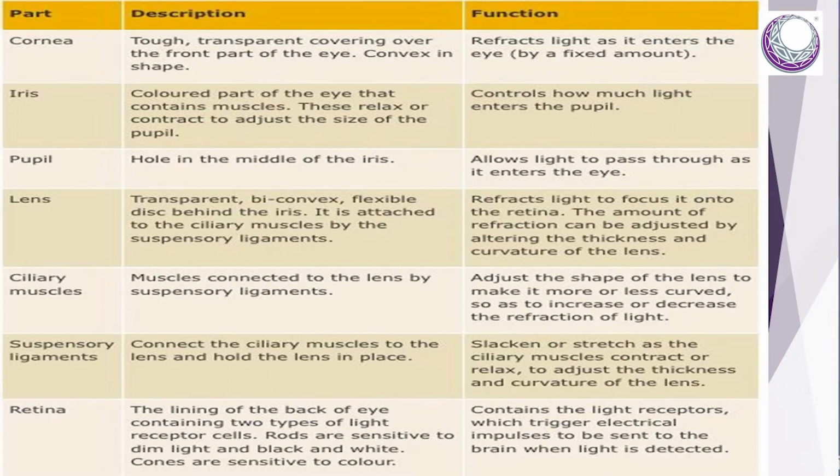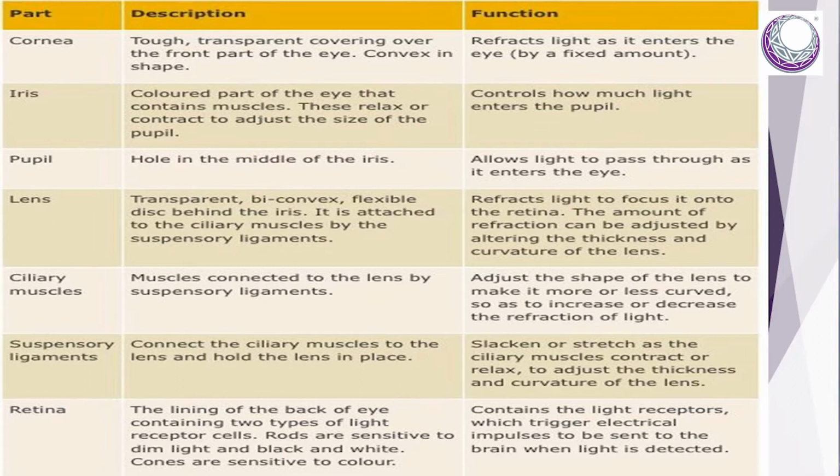Then it controls how much light enters the eye, because if there is too much light, the eye gets damaged. If there is less light, the pupil has to become big so that more light enters the eye, so that one can see in the dark. Let's say one walks into a dark room.